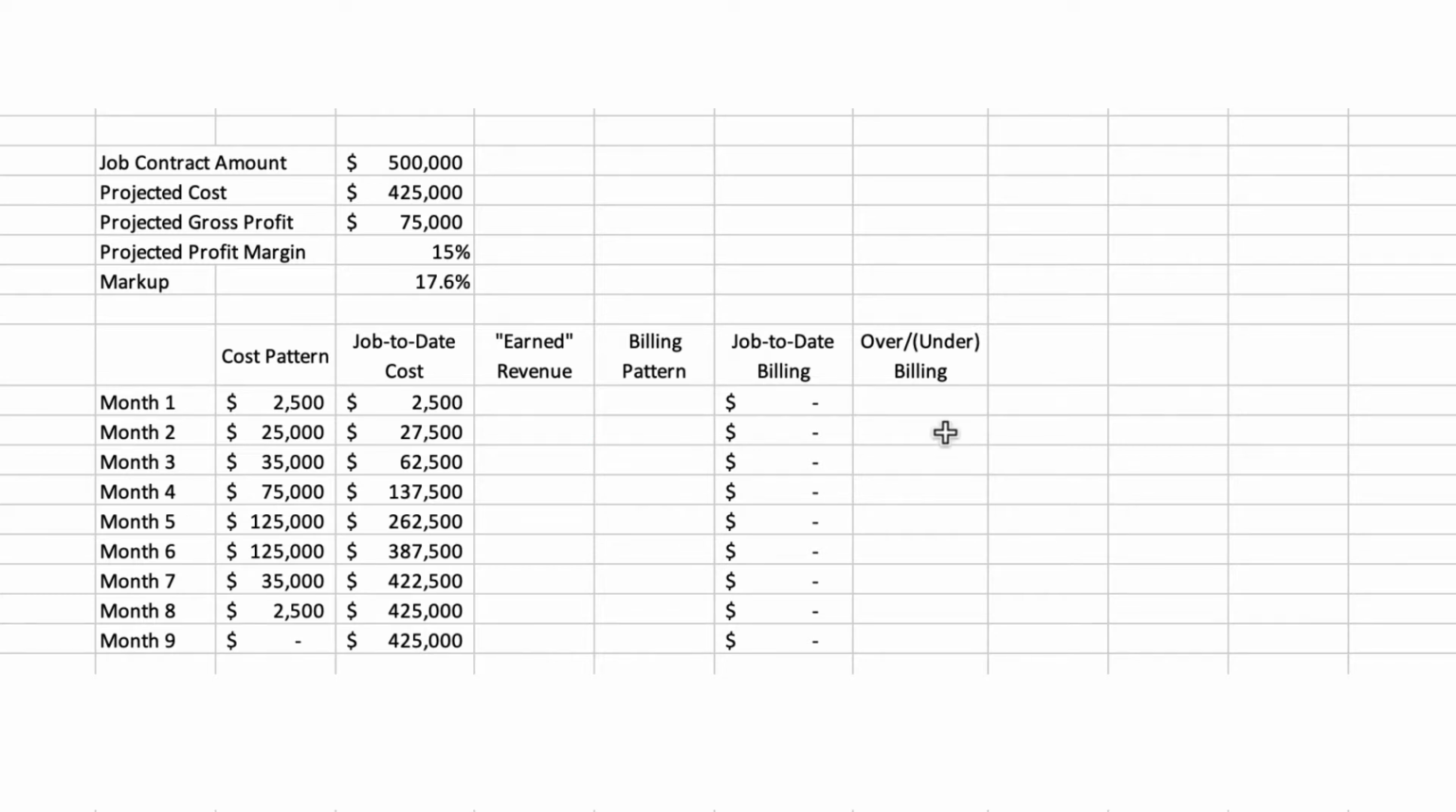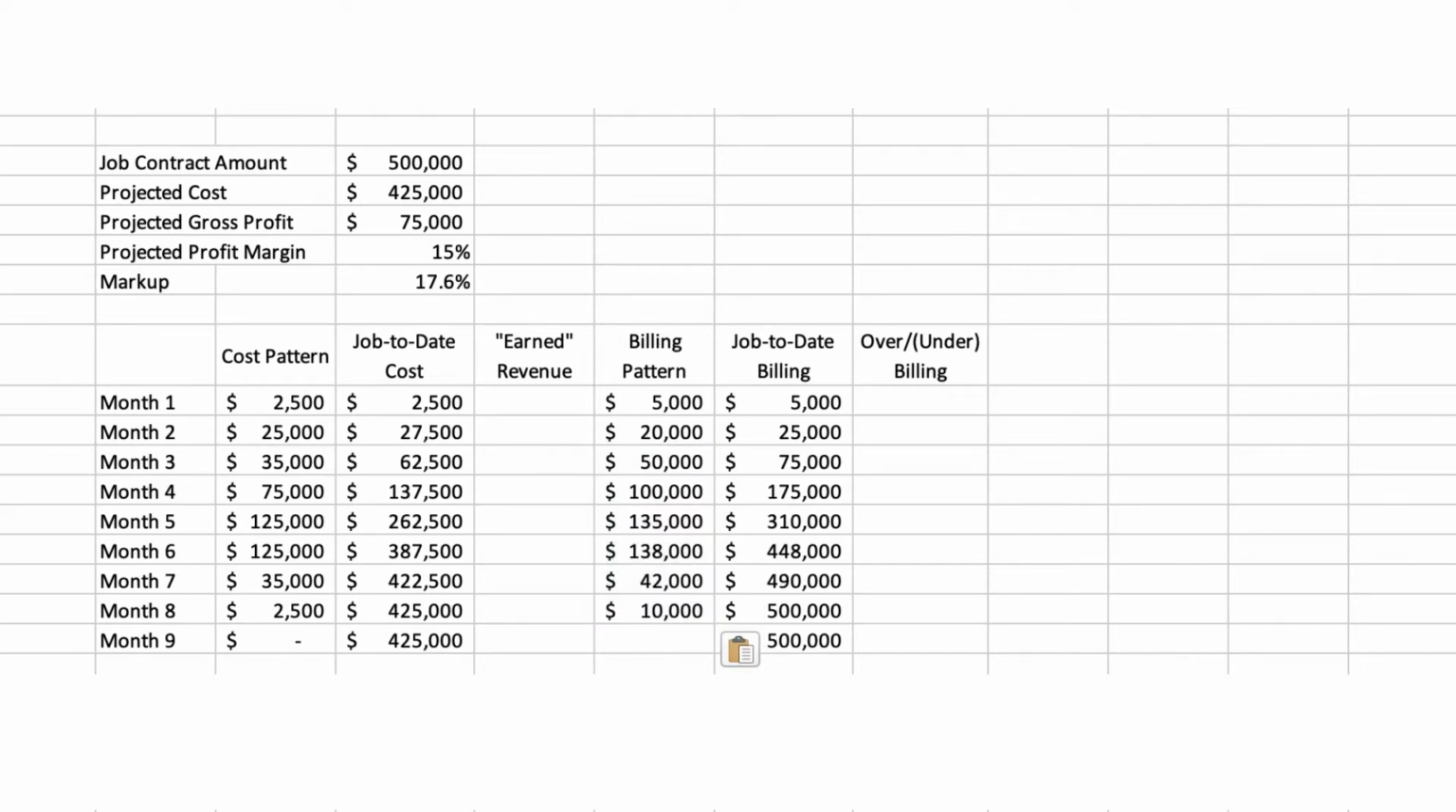Now, let's take a look at the billing pattern. So let's suppose for the first month, they billed $5,000. That seems reasonable. Then for the second month, you billed $20,000. So the job-to-date billing at that point is $25,000. Let's go ahead and populate the rest of the months. You can see we peaked out at $138,000 in month 6. The total that was billed is $500,000, which was the contract amount. The total cost was $425,000 as projected.